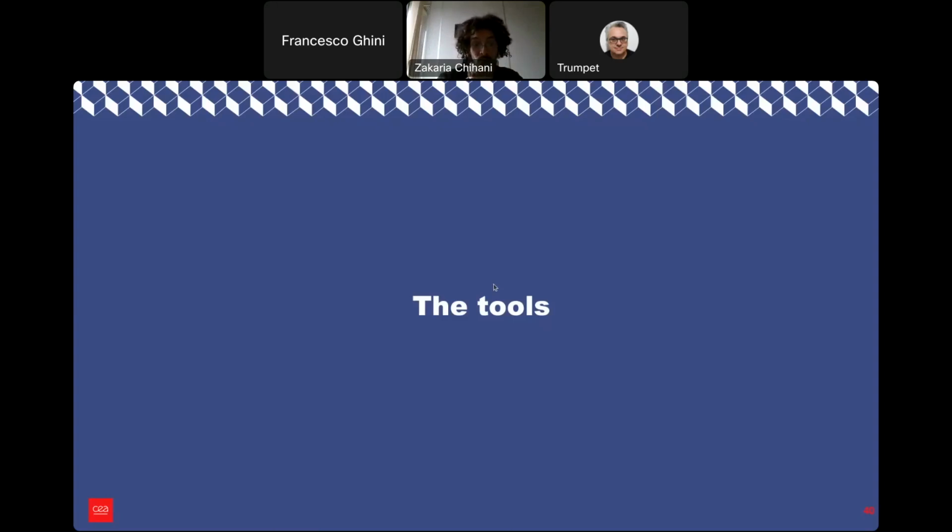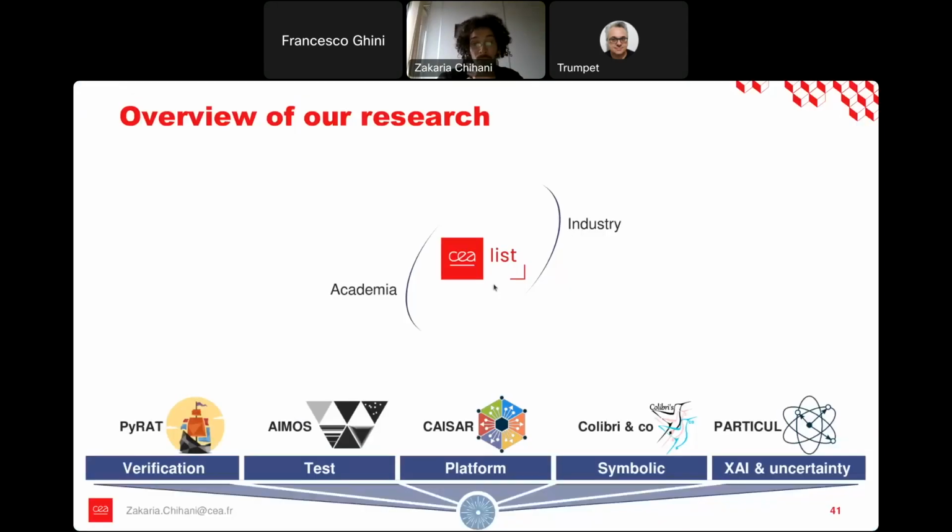Now the tools that we have. I'm going to talk more about our team, even if, of course, as I said, for verification, for example, you have many tools that exist outside of CEA, obviously. CEA is a research institute whose goal is to be a frontier between academia and industry. So we're connected to both communities, and we try to have tools that are as industry relevant as possible. We bring them to a level of maturity that makes them usable in an industrial setting.